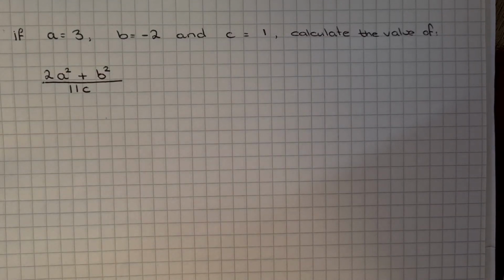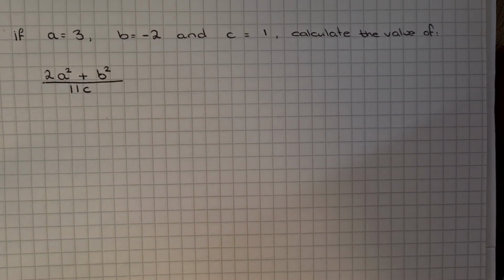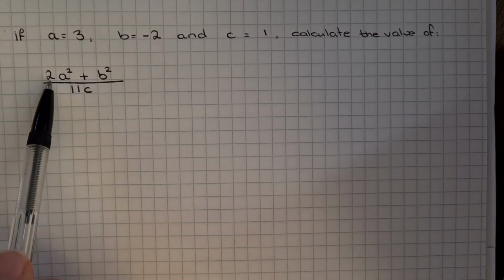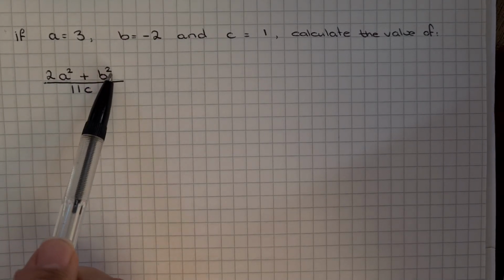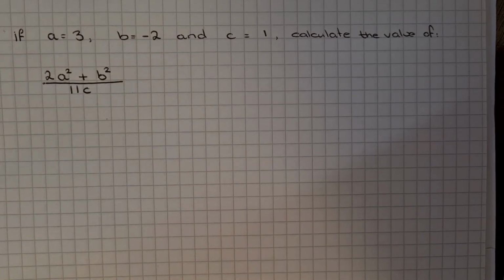I'm going to do one more example, and this is just for the people who are going to be doing the harder questions. So this time we've got if a equals 3, b equals -2, and c equals 1, calculate the value of 2a squared plus b squared all over 11c. So even though it's a hard question, the steps are exactly the same.